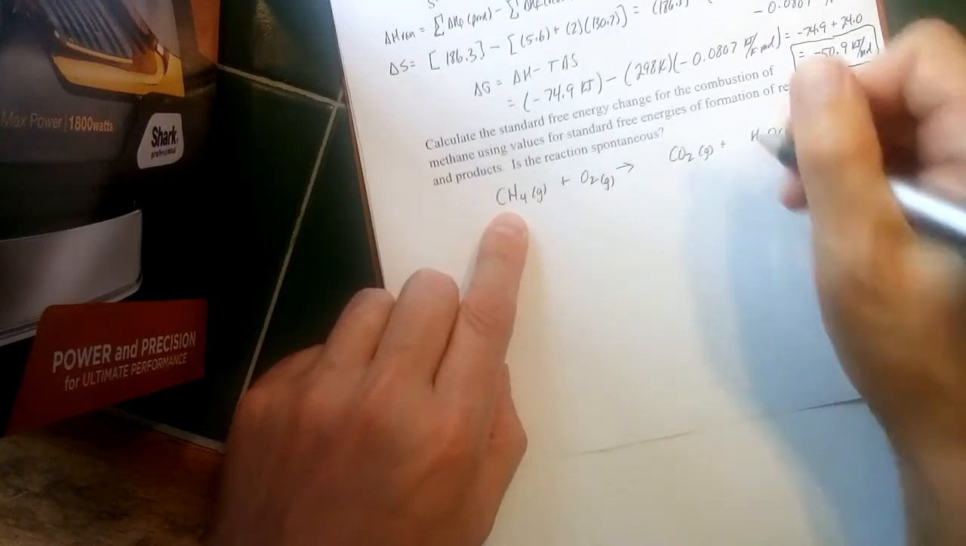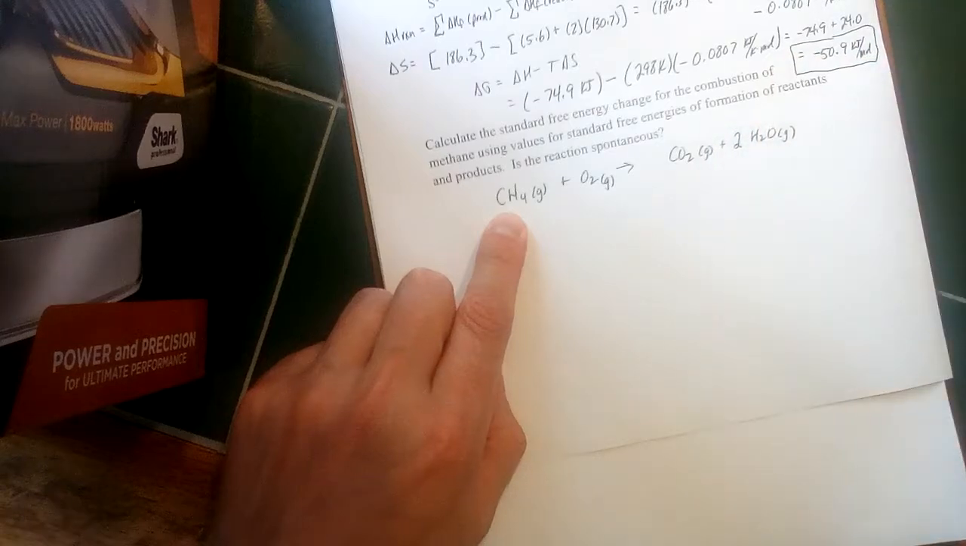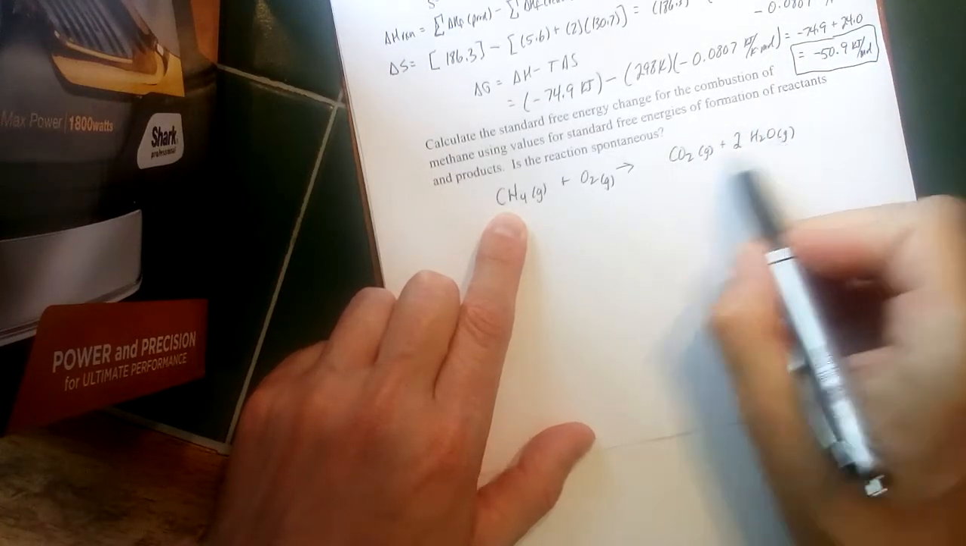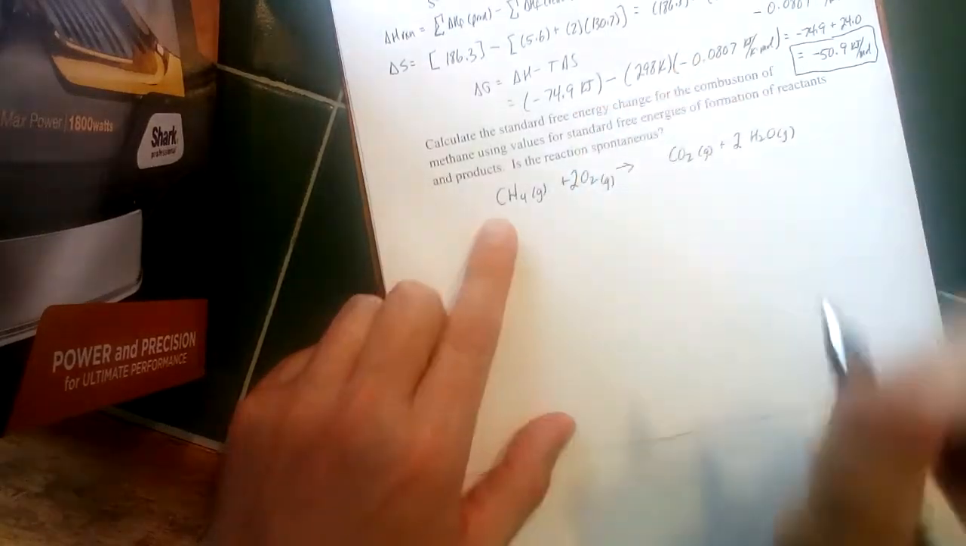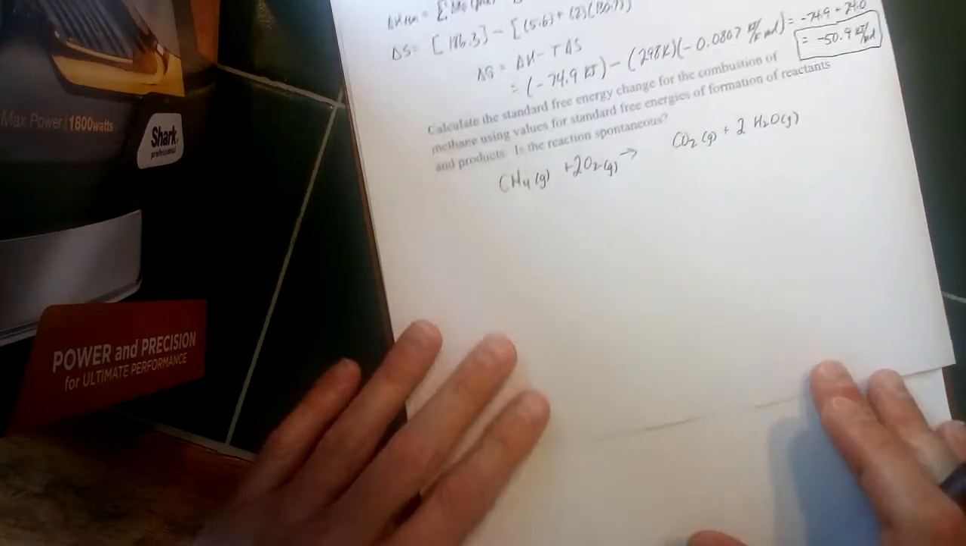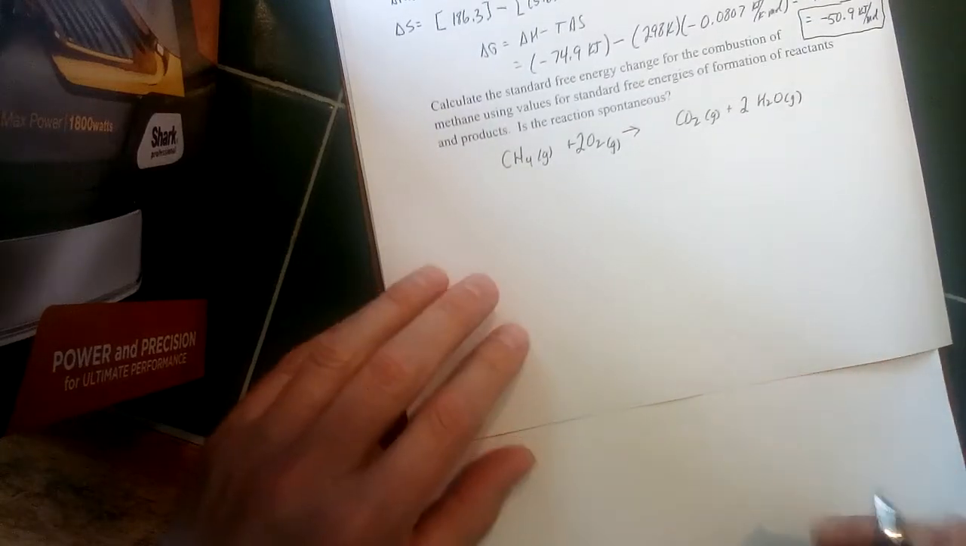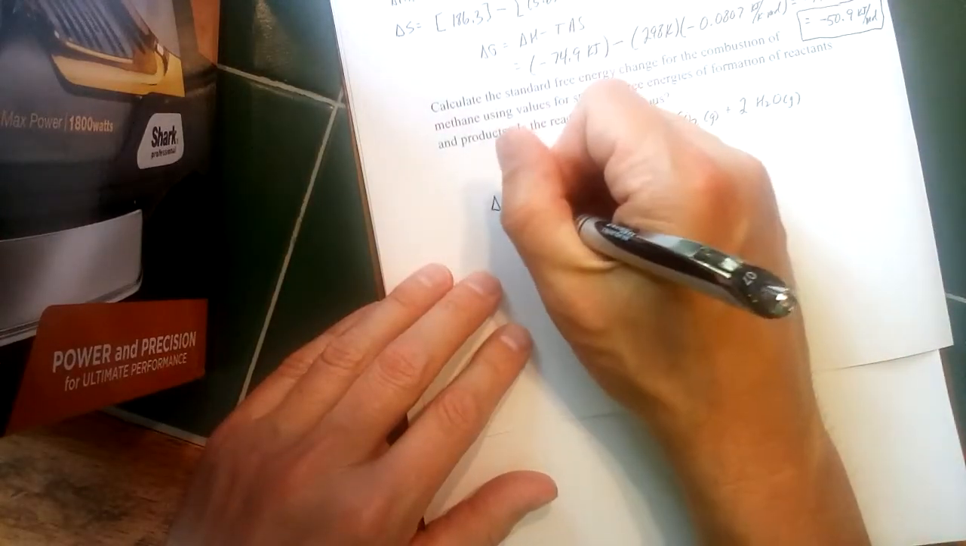There's 4 hydrogens here. We need a 2 here to balance the hydrogen, right? And then that would be 4 oxygen atoms on the product side. A 2 here would balance the equation. And for a problem like this, make sure you get a balanced equation before you go to do your calculation, because you'll need those coefficients.